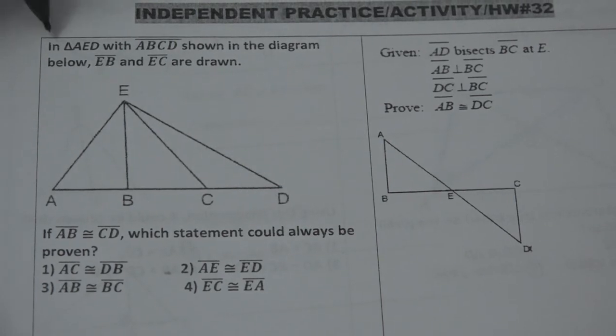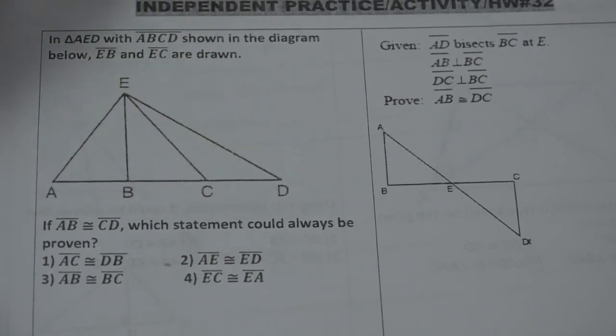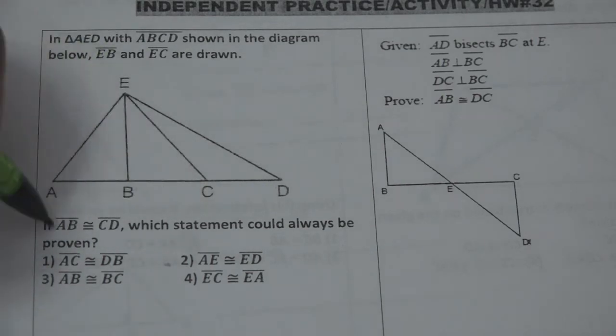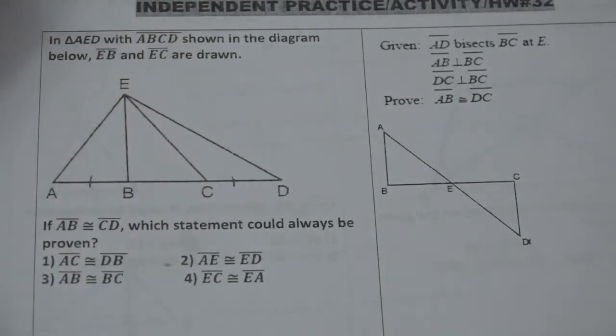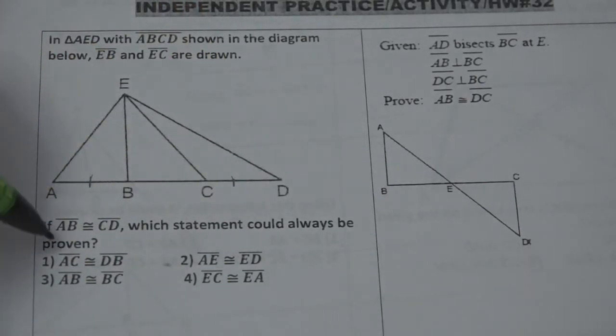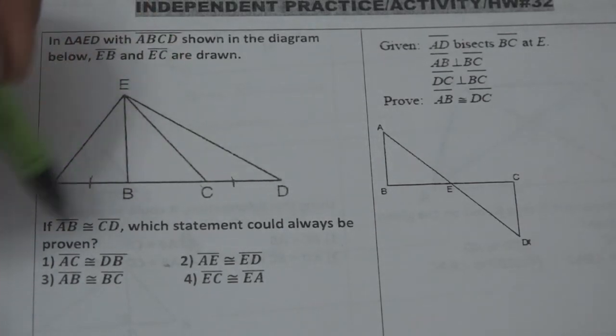Okay, now this problem. In triangle AED, with segment ABCD shown in the diagram below, EB and EC are drawn. Now, if AB is congruent to CD, which statement could always be proven? Well, we have the 4 choices. Now, the first one says that AC is congruent to DB. I'm pretty sure this is the right answer, but I need to prove it.